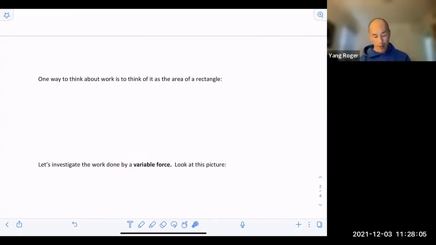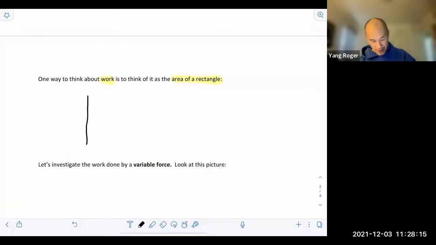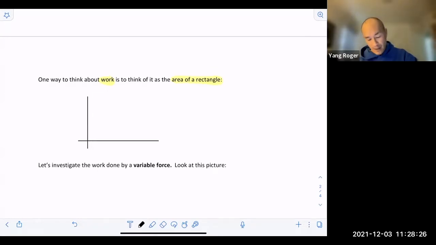I want to think about work in terms of the area of a rectangle. So let me draw a quick picture here to help you understand what I'm trying to get at. Because so far we haven't really done any calculus stuff, but you're going to see how calculus ties in. So we're going to have the x-axis be distance. We're going to have the y-axis be force. Okay. So we had said that we were looking at a constant force F over some distance d.